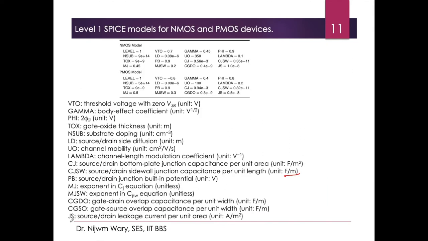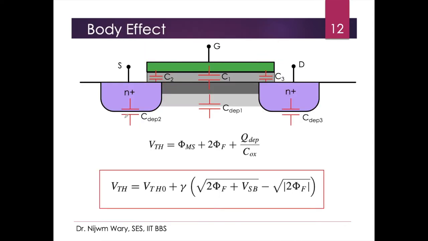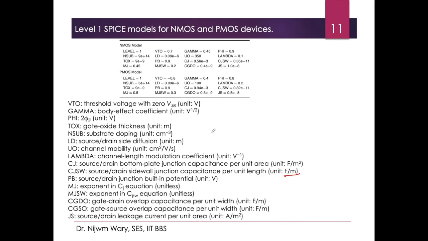And the last is JS, basically the reverse saturation current for the source drain area, and this is ampere per meter square. So what is this? We know that there is this PN junction, so this is P substrate and this N substrate, and there it is always in reverse bias. So the leakage current from here to here, the reverse saturation current, is this JS. With this we have covered a description of all these parameters.